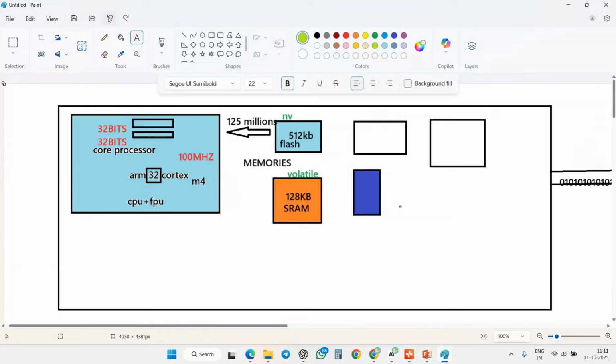So this is my clock, and this is my range, 4 to 26 megahertz. This is the range of clock it can produce.